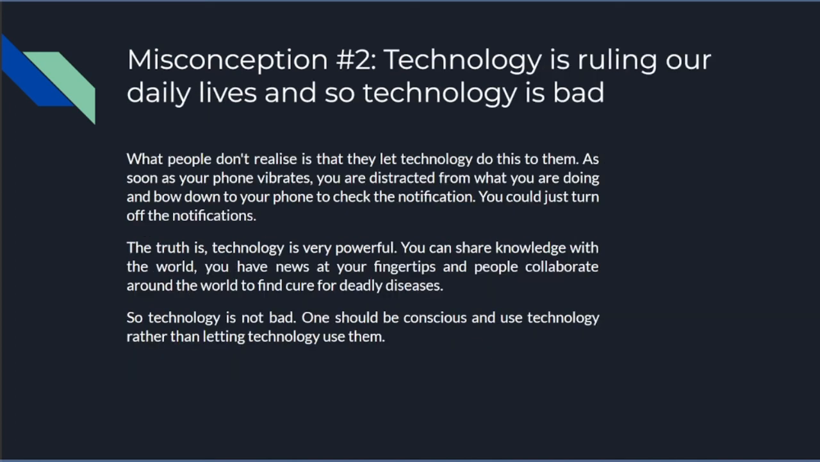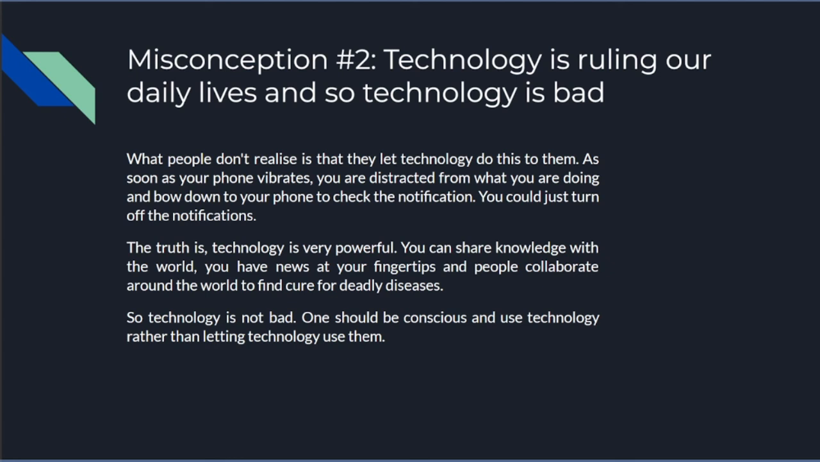The second misconception is that technology is ruling our daily lives, and so technology is bad. What people don't realize is that they let technology do this to them. As soon as your phone vibrates, you are distracted from what you are doing and bow down to your phone to check the notification. You could just turn off the notification.